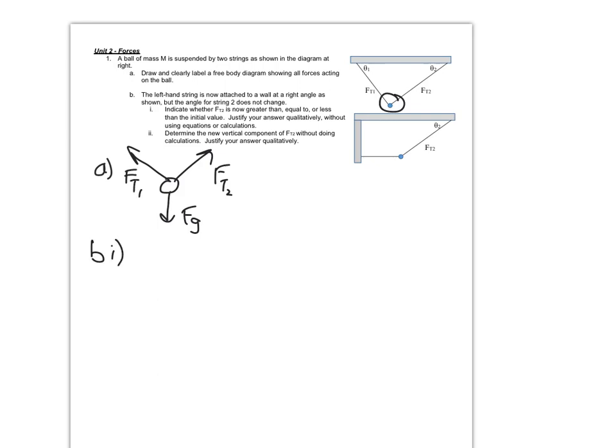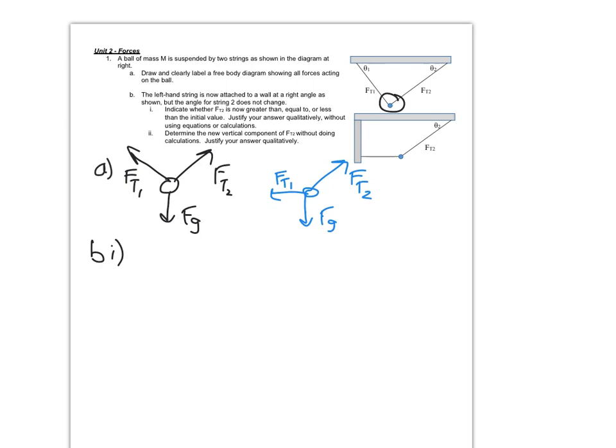For this next question, we want to know what happens when we change that string on the left. So it's attached at a right angle. The first thing I would think about is just redrawing the forces we have. So when we transition to that new situation, we're still going to have the force of gravity going down, of course. We still have Ft2 going up at an angle, but now Ft1 is going to go directly to the left.